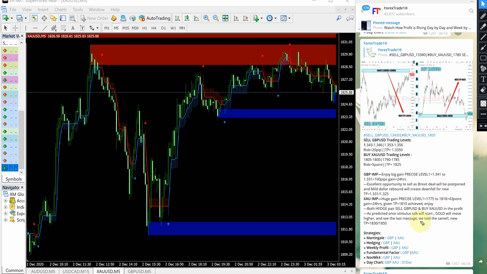You will also find many other educational materials, like martingale strategies explained on our website, and then hedging strategy, and also the fundamental factors affecting XAU gold and GBP script movement. And also here in this signal, we are giving this IMP message. IMP message is basically the data which is affecting the script, usually economic calendar data or political news, which we predict will affect the movement of gold and GBP.